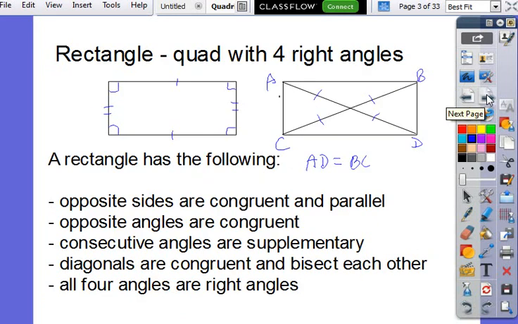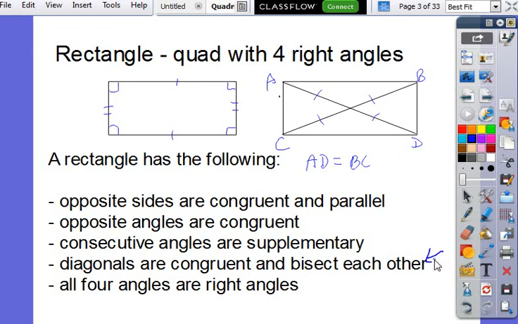Opposite sides are congruent and parallel. Well, that's the same thing. Opposite angles are congruent. That's the same, except in this case, what are all my angles going to be? Right. Which means they are how many degrees? All of them have to be 90. The consecutive angles are supplementary. That's the same rule. One thing that changes is this right here.